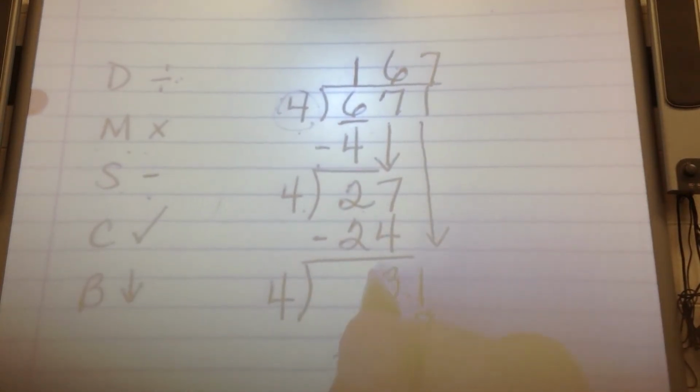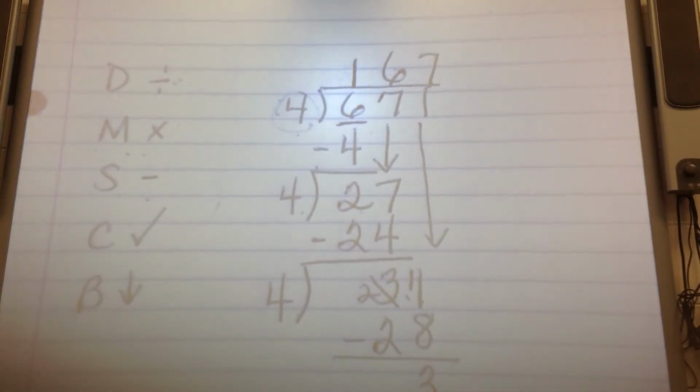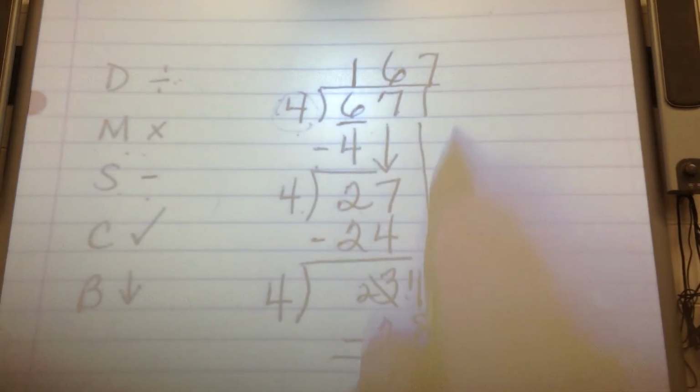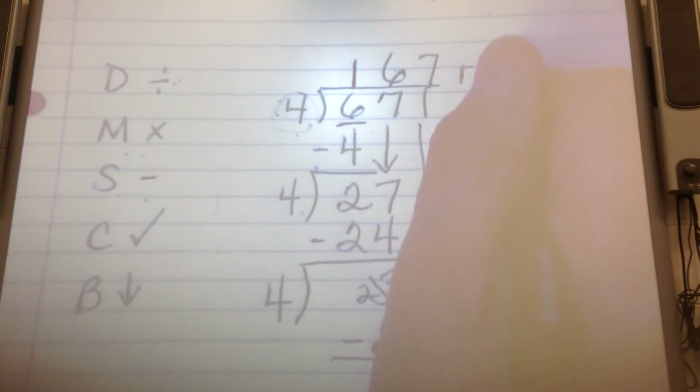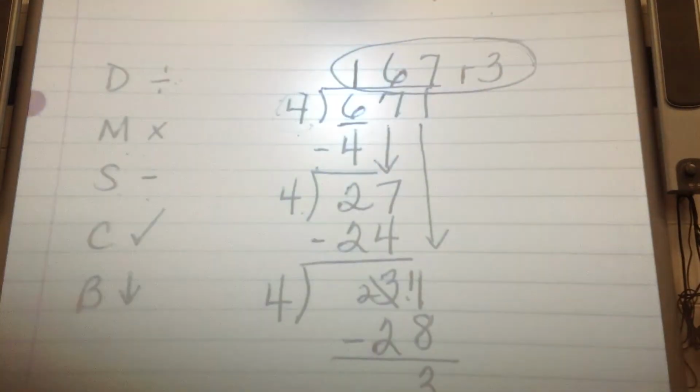I have to do a little regrouping. I come up with an answer of 3. I'm going to check, because that's the next step, is check. Is the 3 less than the divisor? Is it 4? Less than 4? Yes, it is. Bring down, but there's nothing left. So that means my 3 is going to be the remainder for the problem, and that's the answer.